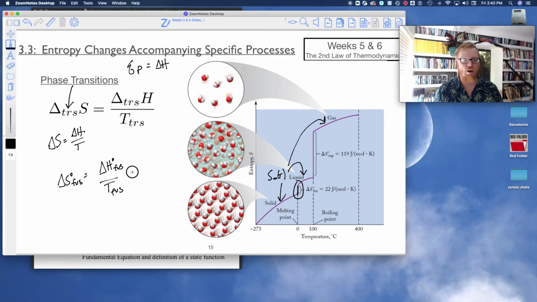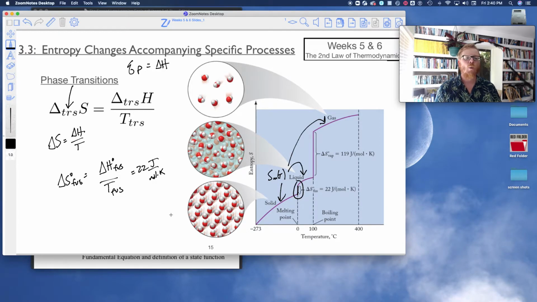And in the case of water, you can see that that's 22 joules per mole per K for going from a solid to liquid. Going from a liquid to a gas, it's much, much bigger, which is not that surprising because there are far more microstates to describe a gas than there are that describe a liquid or a solid. So it's to be expected that there is a much bigger entropy change associated with going from a liquid to a gas versus going from a solid to a liquid.